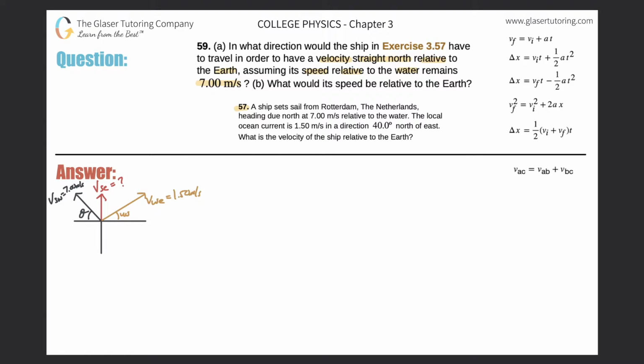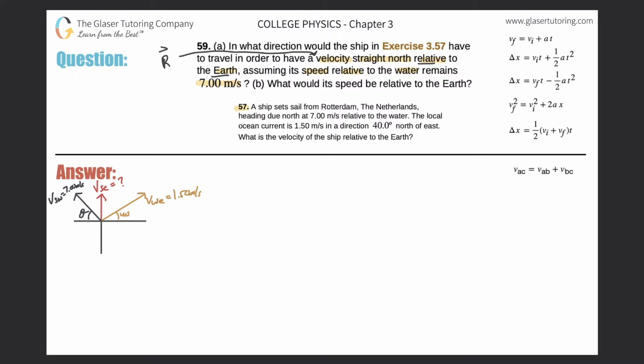If we read the question carefully, I think part of the difficulty is understanding exactly what they're asking and trying to frame it in terms of a physics framework. If I were to reread it slightly, it would say something like, in what direction would the ship in exercise 3.57 have to travel in order to have a resultant velocity? I know the word's not in there, but if you read it carefully, that's basically what they're asking. So I know that this velocity they're asking for is the resultant velocity, and that resultant velocity is straight north, relative to the Earth, right?